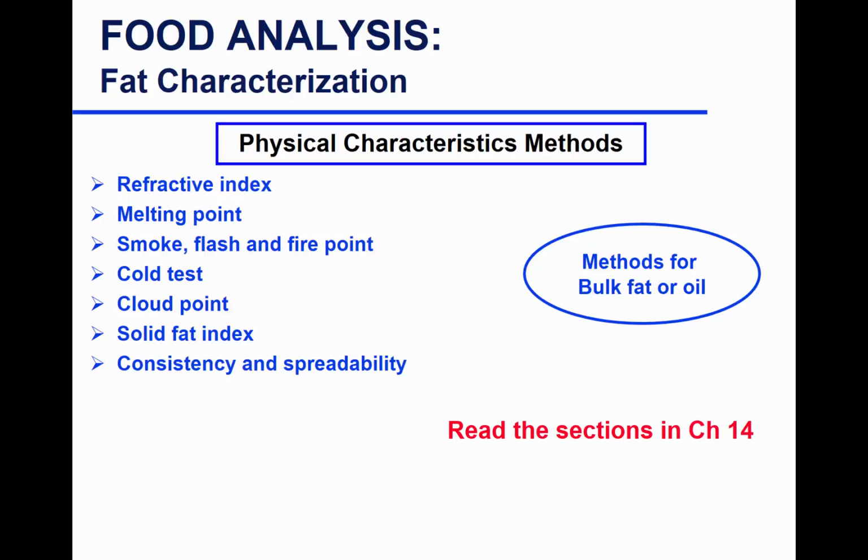Melting point. It's pretty obvious what you're looking for. Different fats and oils melt at different temperatures. The smoke, flash, and fire point, this is interesting. This is important especially when you choose oils for frying. So you never want to fry in olive oil, for example, because olive oil has a very low smoke point. That means the temperature at which it starts to smoke, and then it will ignite, and then fire.